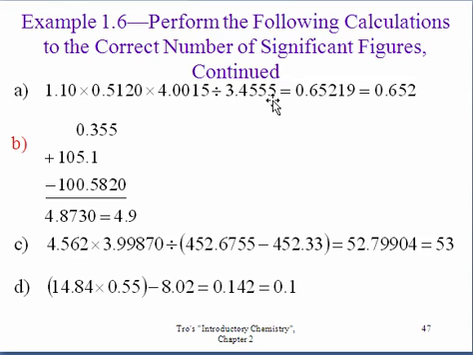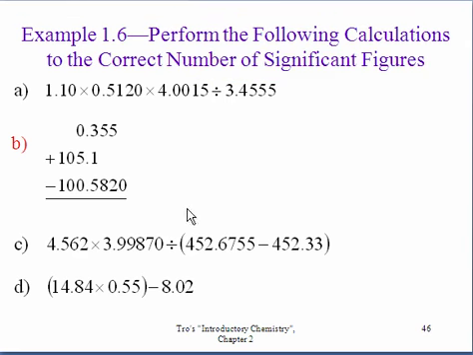And this value also has 5 sig figs. So 3 sig figs is the smallest number of significant figures, so our answer can only have 3 sig figs. Our 2 is the last allowable digit. I look to the right, 1 is less than 5, so 0.652 is the correct answer.